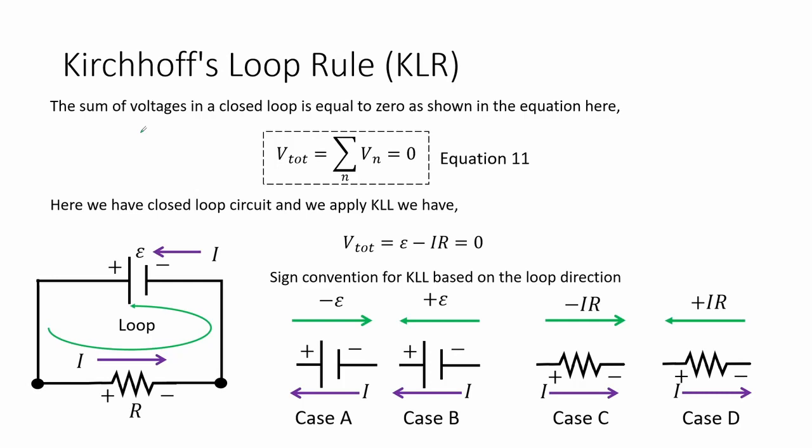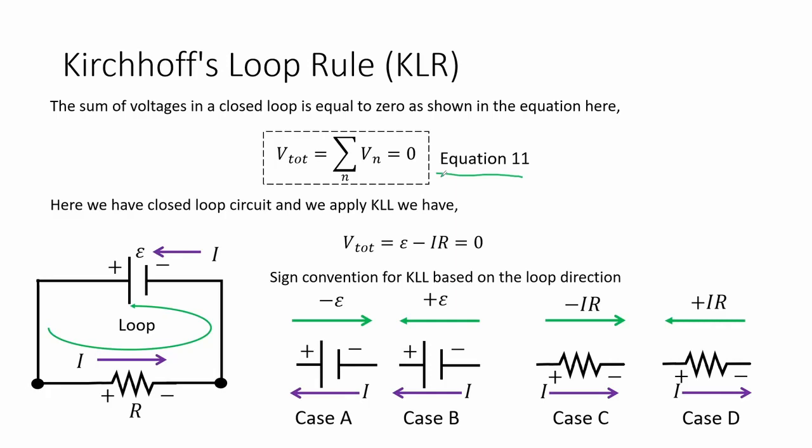Kirchhoff loop rule, KLL. The sum of voltages in a closed loop is equal to 0, as shown in equation 11. Here we have a closed loop circuit and we apply the KLL expressed here. In KLL we apply a sign convention to help us determine the correct orientation. Sometimes we might misjudge the direction of the current, or we simply have no idea which way it should flow, and the sign convention will help us out.